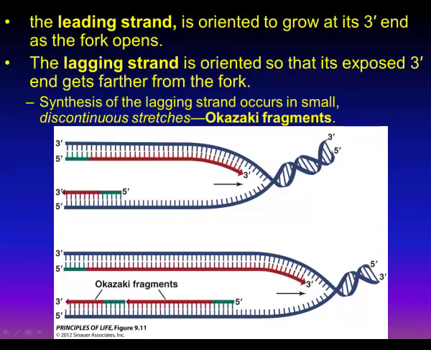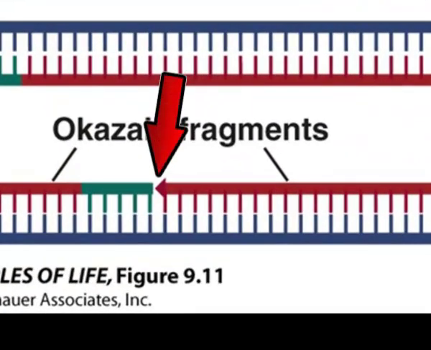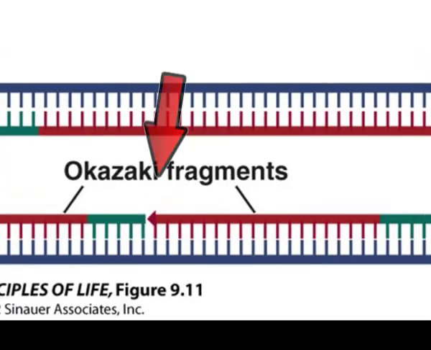So what happens on the lagging strand is that DNA synthesis occurs in a series of small discontinuous stretches. If you were to stop the DNA replication process at this point, you'd see that the leading strand would have one RNA primer and a bunch of nucleotides added after that. On the lagging strand, you would see a bunch of what are called Okazaki fragments. These are short stretches of RNA primer followed by a bunch of nucleotides and then a gap between those nucleotides and the next RNA primer.